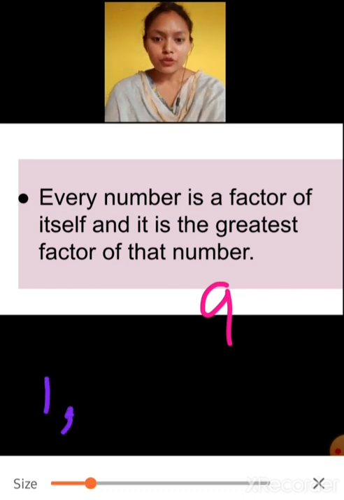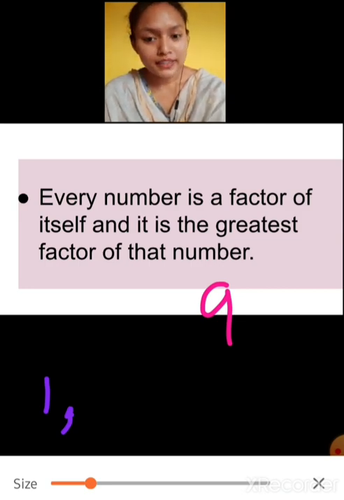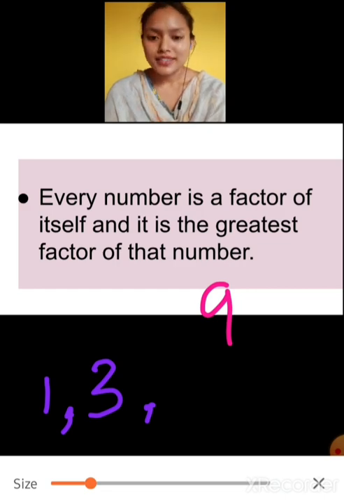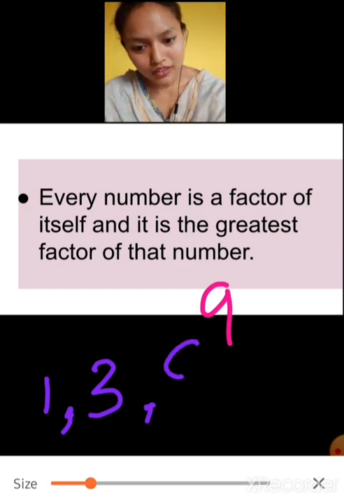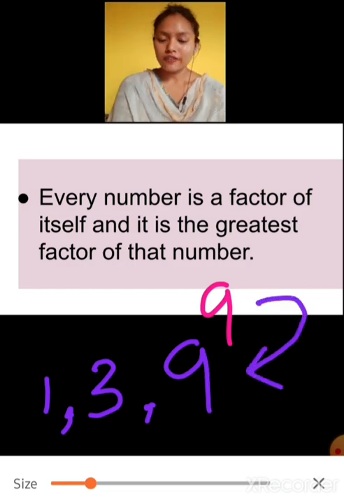Then, 9 comes in table of 2? No. So it is not a factor of 2. 3. Yes. What about 4? No. 5. No. 6. No. 7. No. 8. No. 9 again. So you can see there are three factors of 9: 1, 3 and 9.